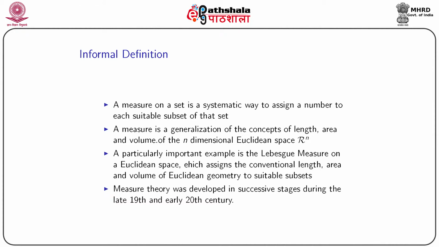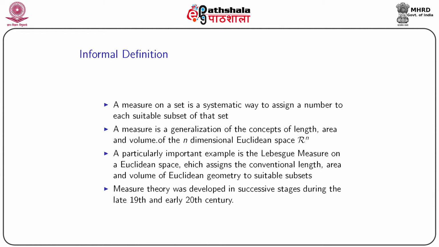A particularly important example is Lebesgue measure, which is defined on a Euclidean space, which assigns the conventional length, area and volume of Euclidean geometry to suitable subsets. This measure theory was developed in successive stages during the late 19th and early 20th century.